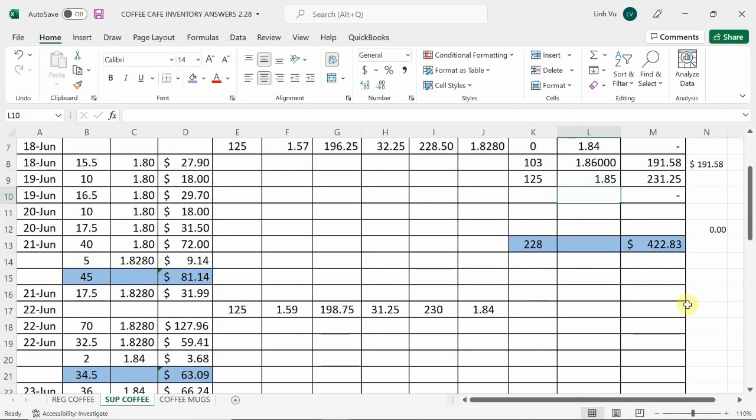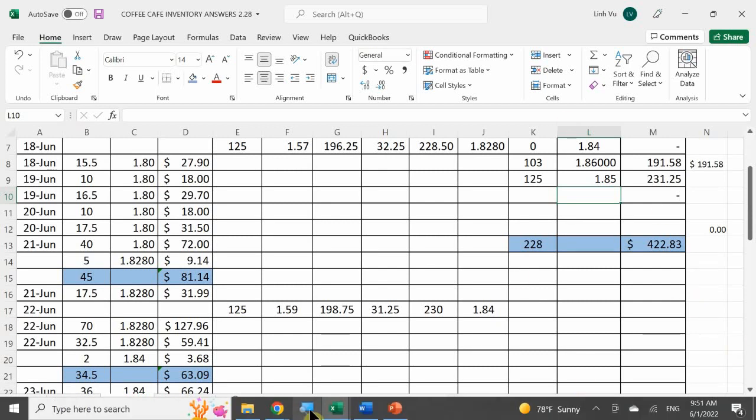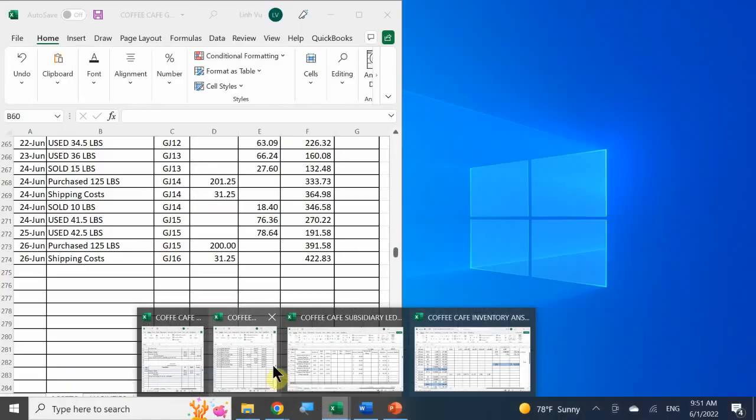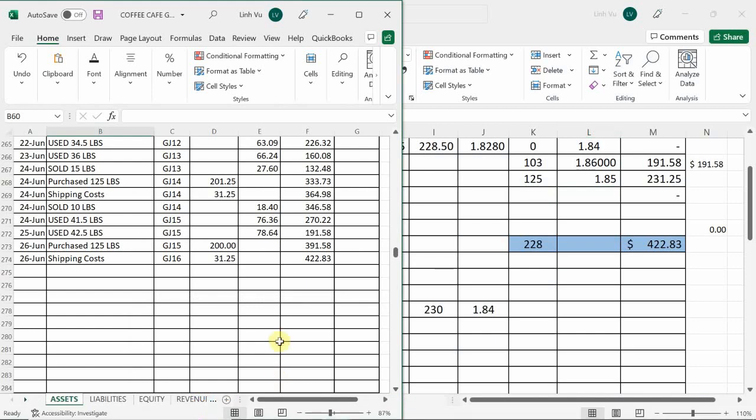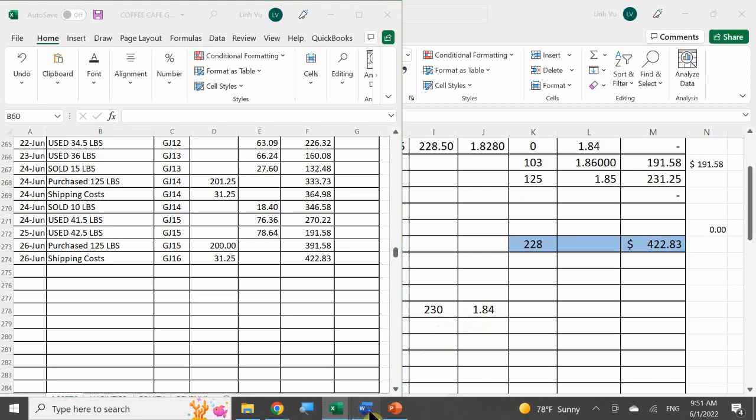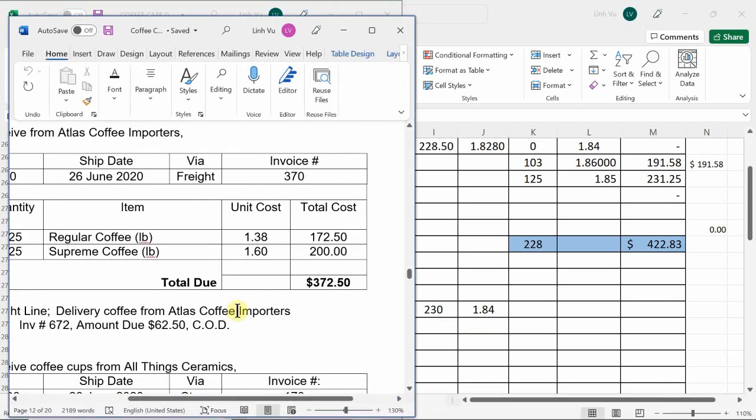$422.83. And does that match my ledger? $422.83. So yes. Okay. And now I am done with this transaction.